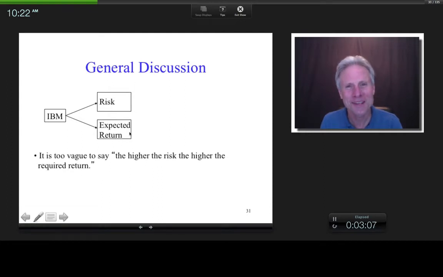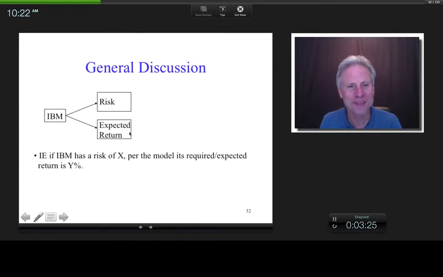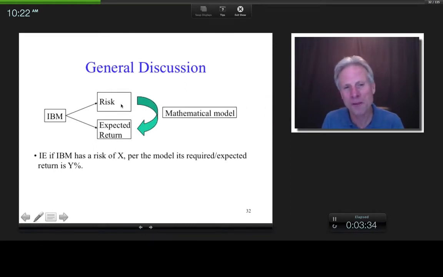However, is it kind of vague to say, well, the higher the risk, the higher the required return? It is, right? That's a little vague. We need to be more specific than that. We need a mathematical model or a formula, if you will, that links risk with return. So for example, if IBM has a risk of, say, X, maybe IBM has X risk units, then we need some kind of formula or mathematical model that says, all right, well, in that case, IBM's discount rate is Y%.